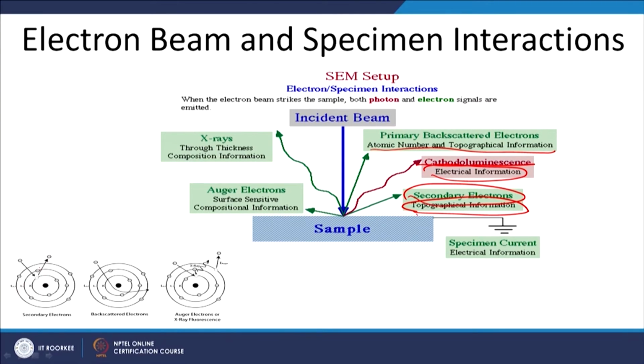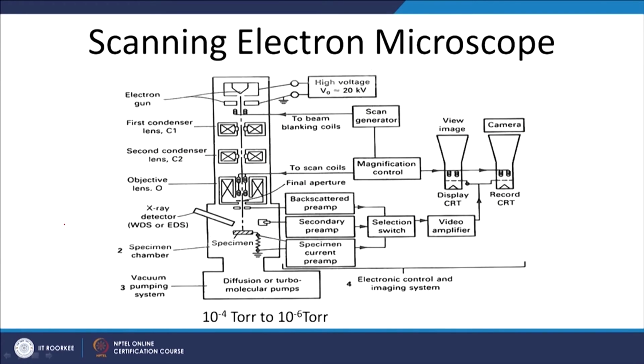Now, whenever an electron is ejected from there, the electron jumps from the inner orbit to the outer orbit, and if that electron is ejected, then you get secondary electrons. So, the real schematic diagram of a scanning electron microscope is very complex. As you can see from this figure, we have an electron gun here. So, this is the electron gun which emits the electron beam.